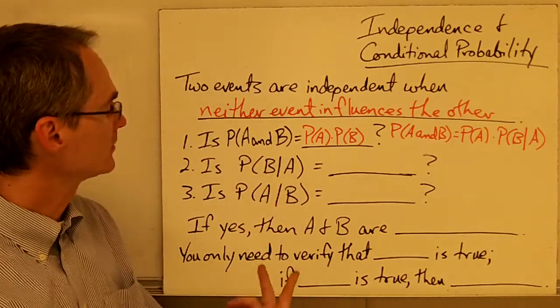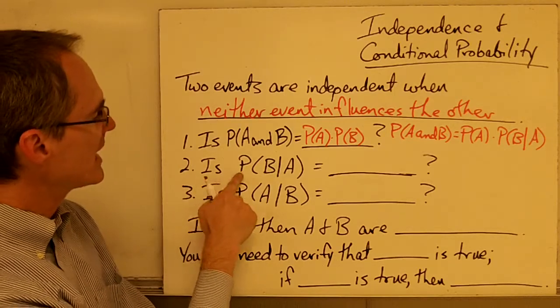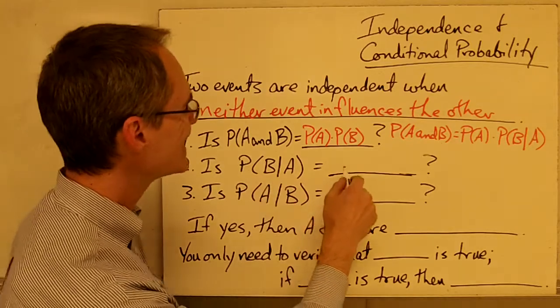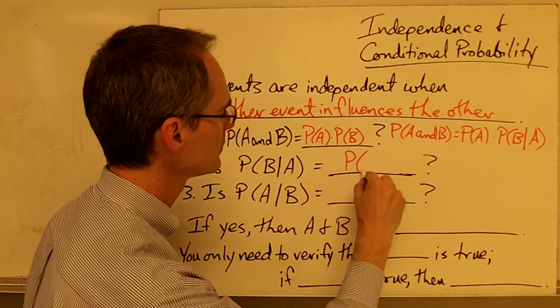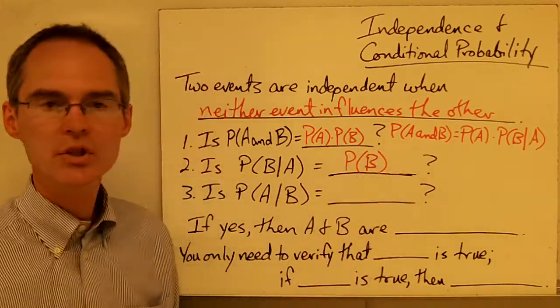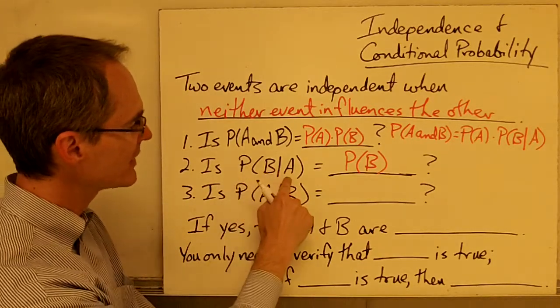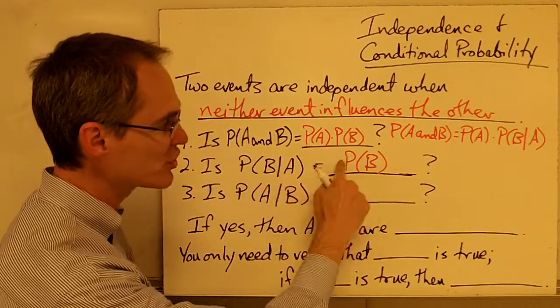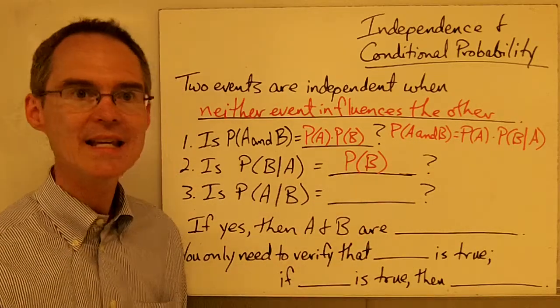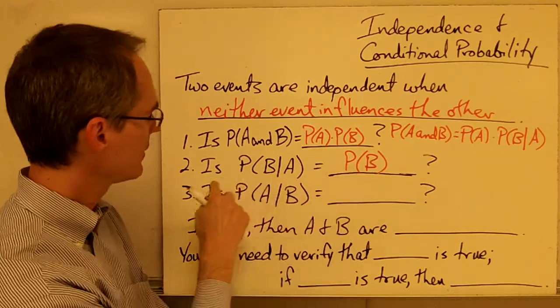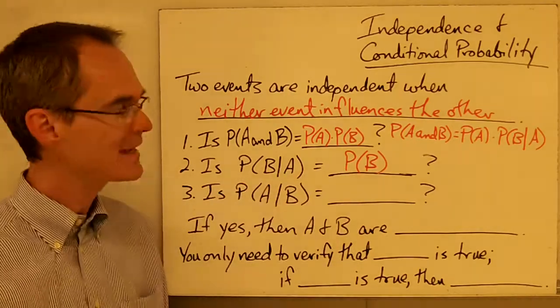So this is one test that you can do to see if event A and event B are independent. Here's another test. Is the probability of B, given that event A has already happened, equal to just the probability of B? If the probability of B, given that event A has already happened, is just equal to the probability of B happening without any regard to A, then you know that the two events, A and B, are independent.